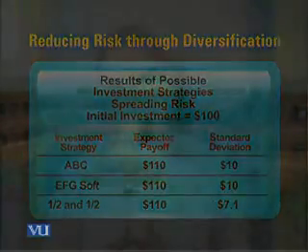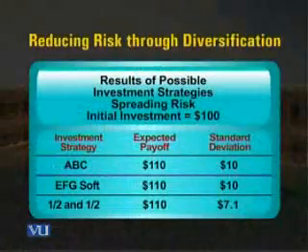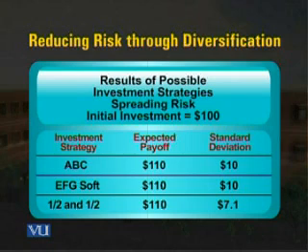So try to see that the first 2 possibilities with their expected payoff and the standard deviation are exactly the same as before. But the third one, because of the unrelatedness of these 2 companies, independence, we have a different outcome. So half and half, 50% in ABC and 50% in EFG, then our expected payoff is 110, but the standard deviation has gone down to 7.1. And this is the essence of our strategy, that we have spread the risk. It has reduced from 10 to 7.1.